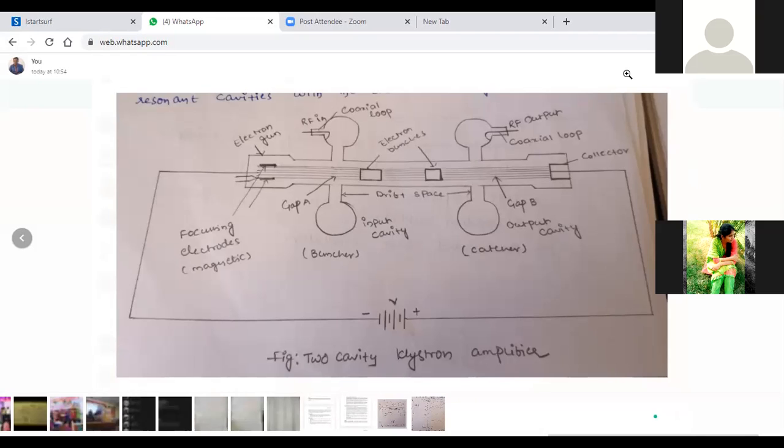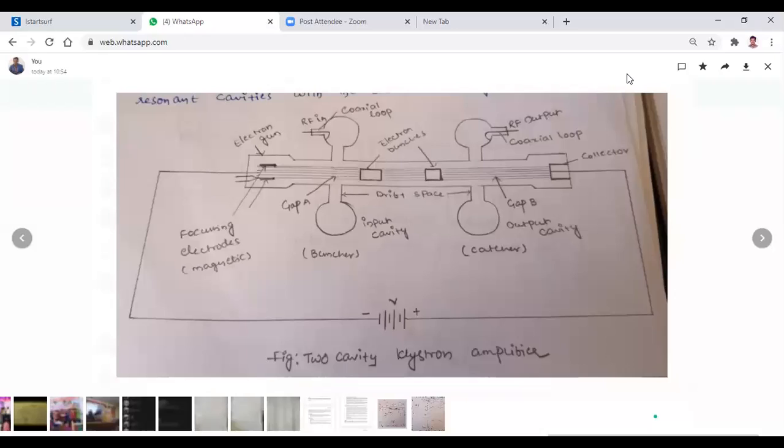Now I want to go for the operation. In order to explain the operation of this two cavity Klystron amplifier, you have to go for the Applegate diagram of a Klystron amplifier. I want to open the Applegate diagram. Just wait a while.